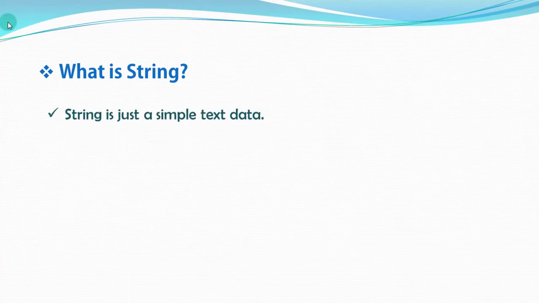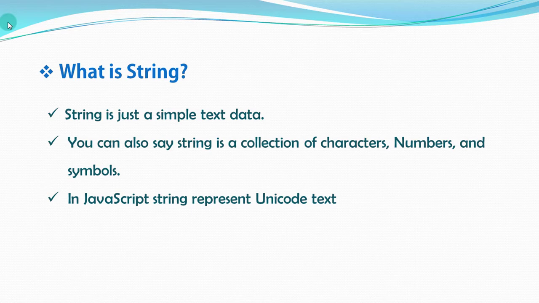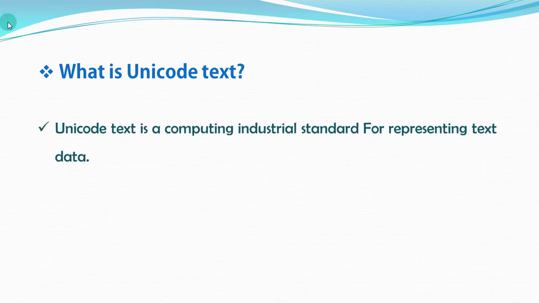String is just a simple text data. You can also say string is a collection of characters, numbers, and symbols. In JavaScript, string represents Unicode text. If you think, then this will definitely come to your mind: what is Unicode? Unicode text is a computing industry standard for representing text data.